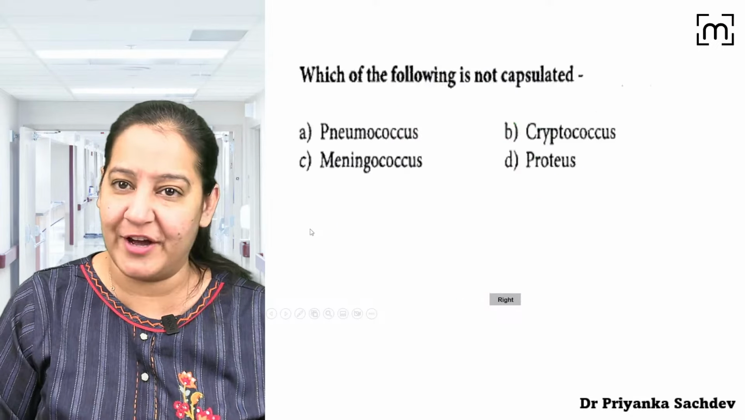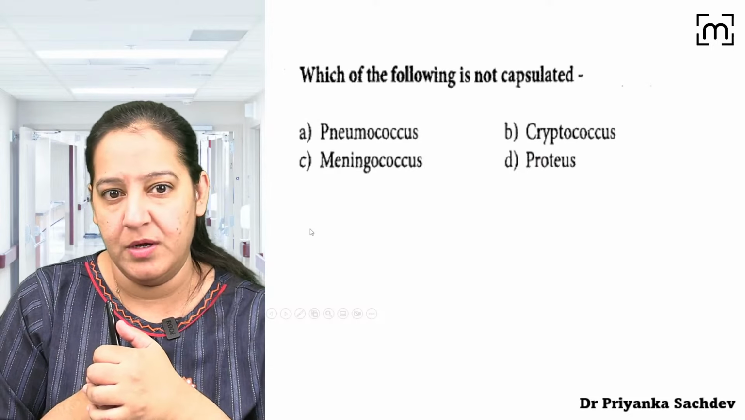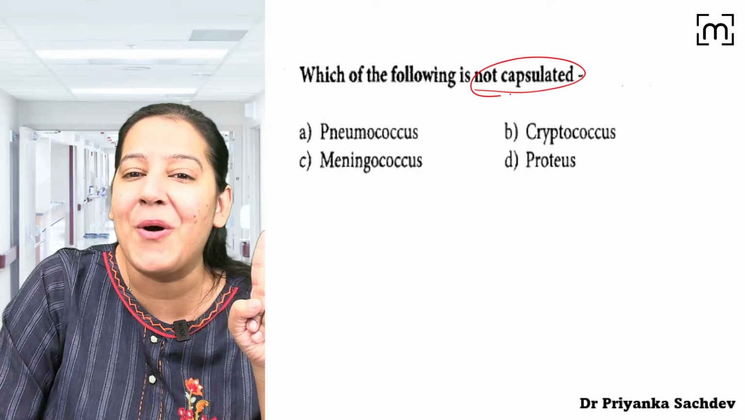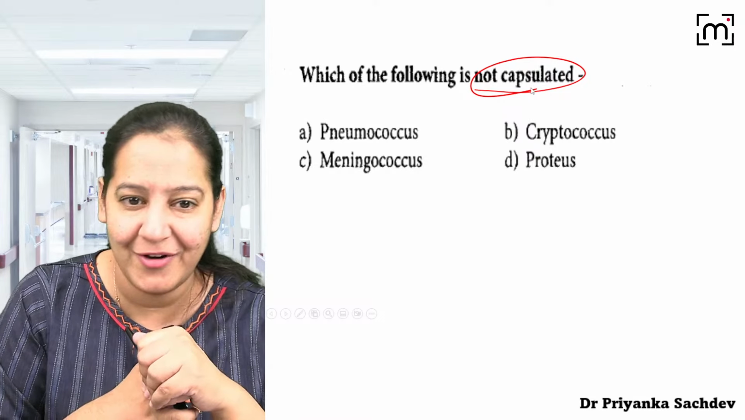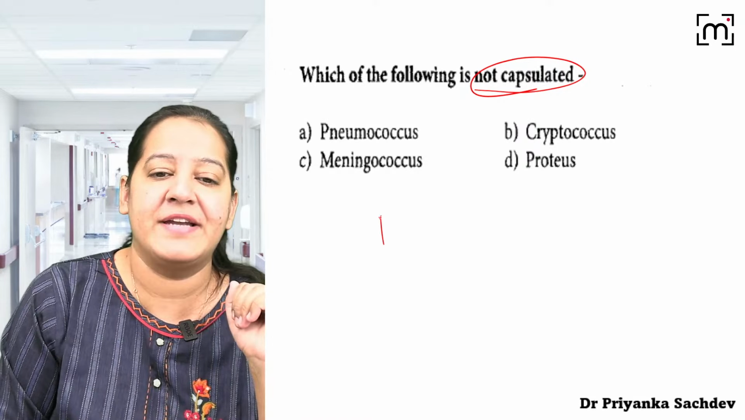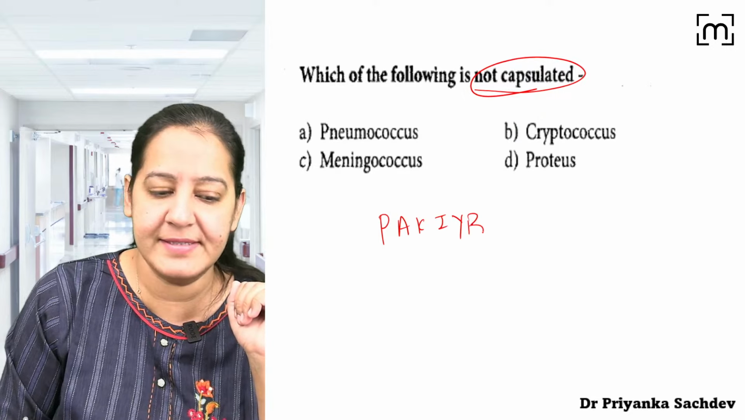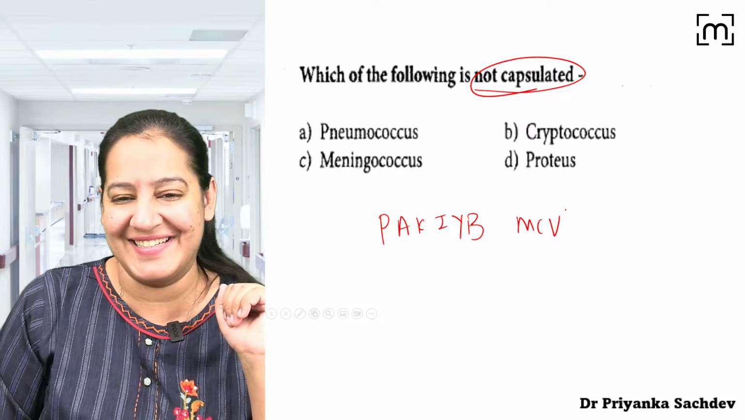Now have a look at the question based on this. Can you solve this question for me? It's again your PYQ. You can just apply the mnemonic and solve it. Which of the following is a non-capsulated organism? Apply the mnemonic. So I'm writing the mnemonic, Pakib MCV. What is the correct answer? Some are saying B, some are saying D.